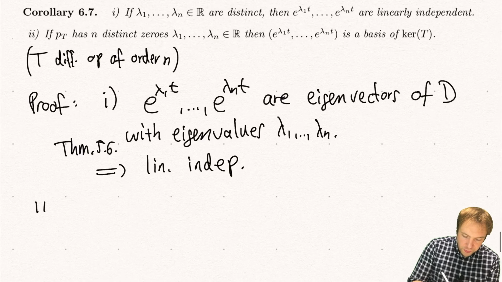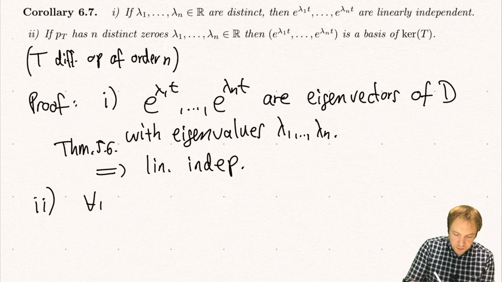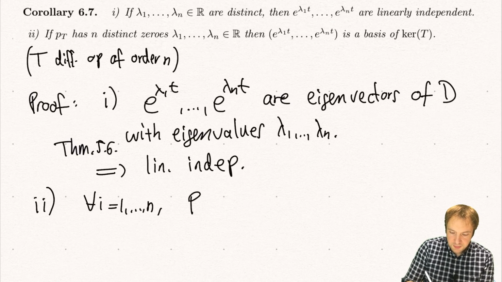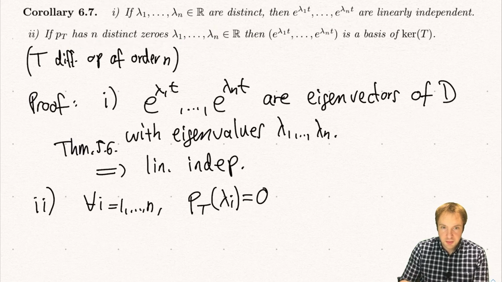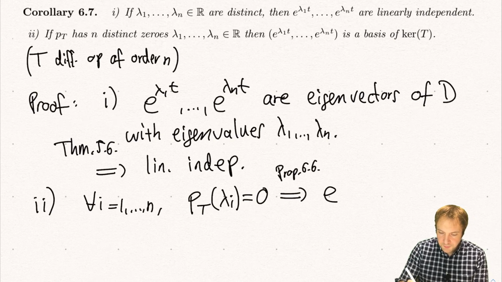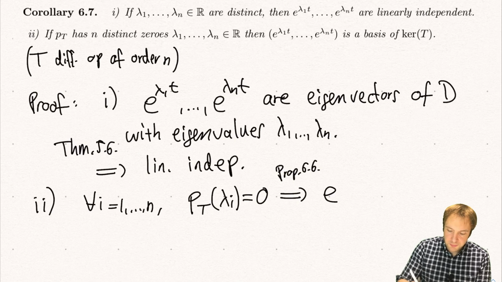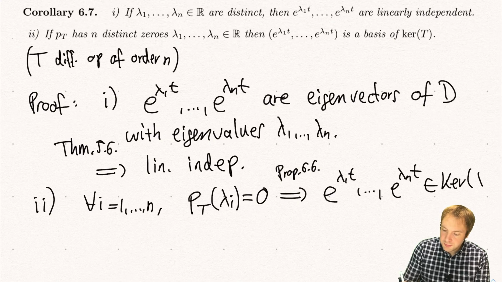And this we now want to use to prove the second statement. So first, for all i from 1 to n, if they are zeros of this characteristic polynomial, which is what we assume here, then by the proposition we just proved before, this means that these functions, e to the lambda_1 t up to e to the lambda_n t, are all elements in the kernel of T.